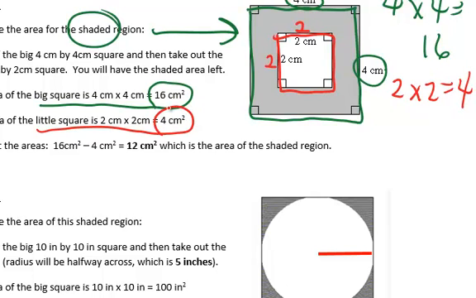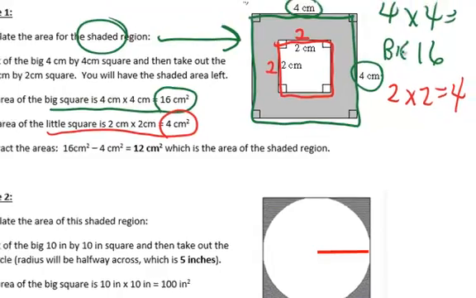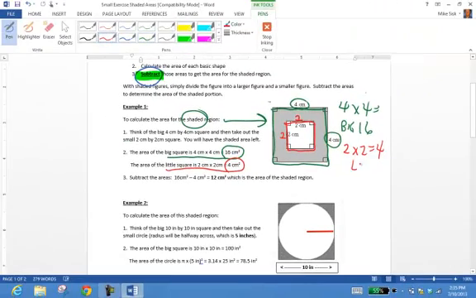And again, like I said, you want big, which is this one, and little, which is this one, and subtract: big, take away little. In other words, I'm going to take 16, subtract 4, and that's going to give me the area of the shaded region, which will be 12 square centimeters.